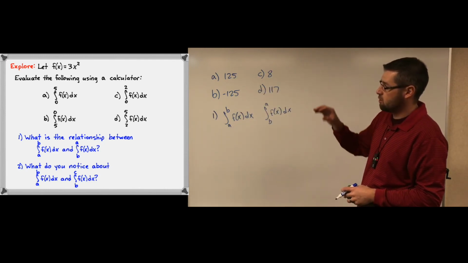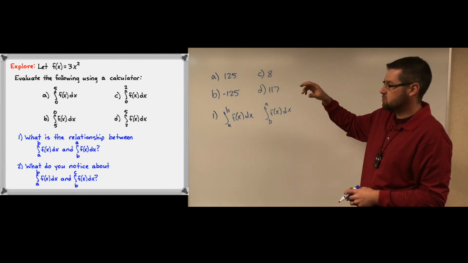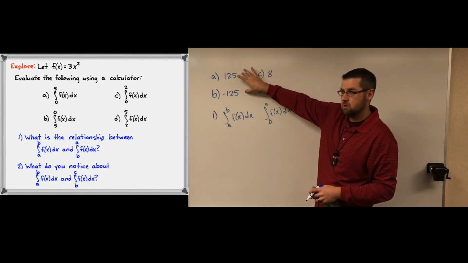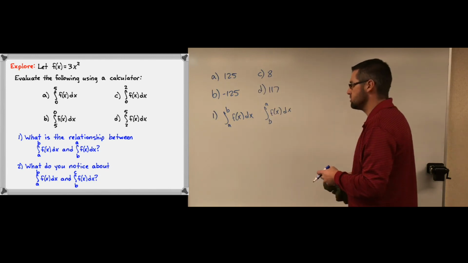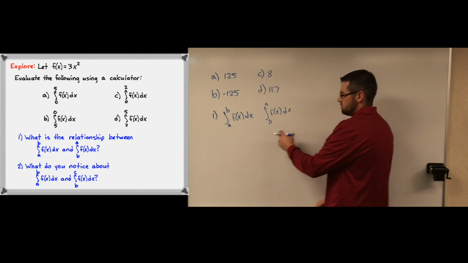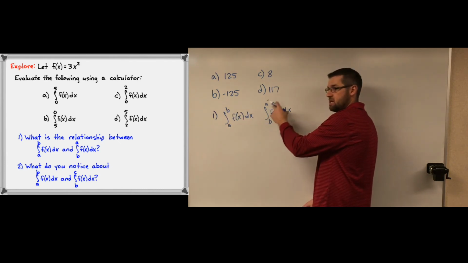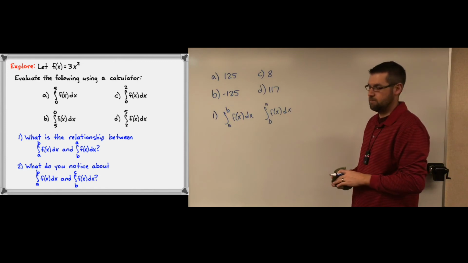A and B. So A is the integral from 0 to 5. B is the integral from 5 to 0. So if the bounds are switched, what do we notice about the answers? The signs are switched, right? Okay. So in other words, and I'll let you write that out. So if the limits are switched, then the sign of the answer is changed as well.